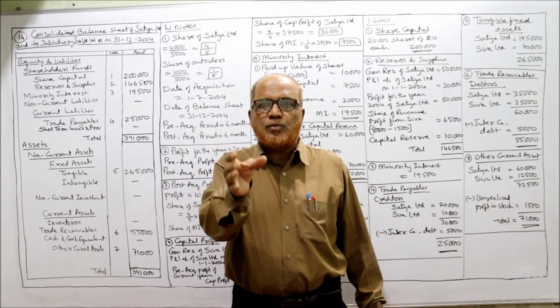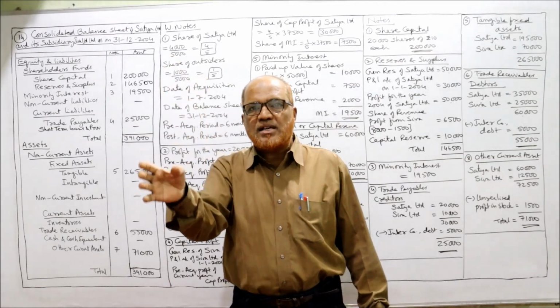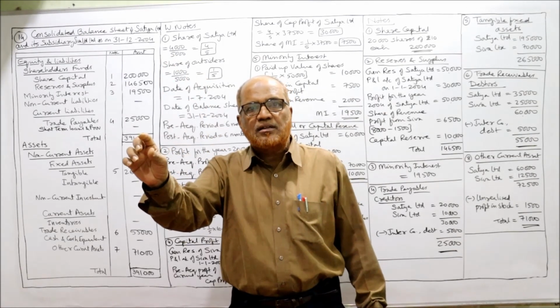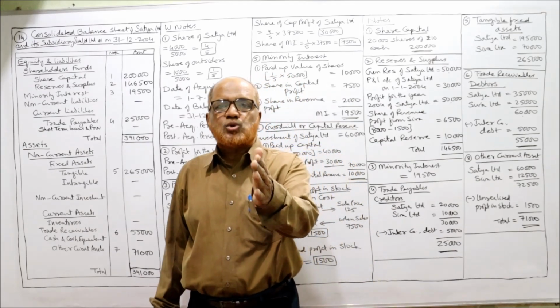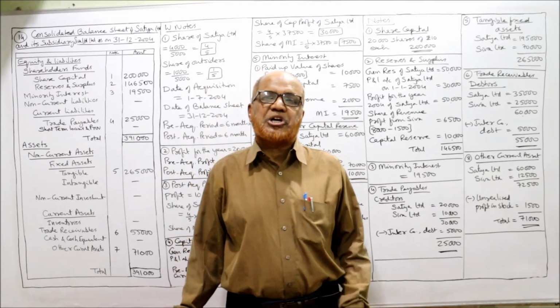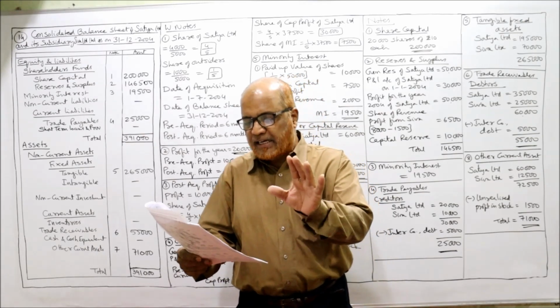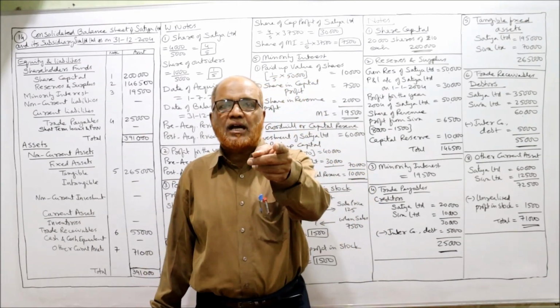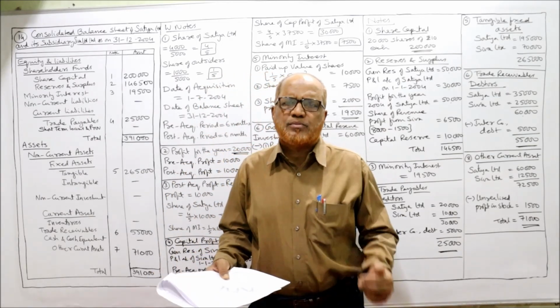So in Satya's books, in debtors, Siva's name is there. In Siva's books, in creditors, Satya Limited is there. That means one company has sold the goods to another company on credit. So this 5,000 rupees will be deducted from debtors as well as creditors. What we have done in so many problems, we have done this.